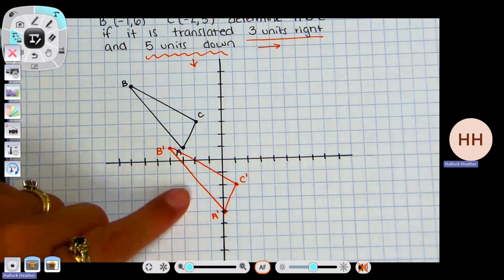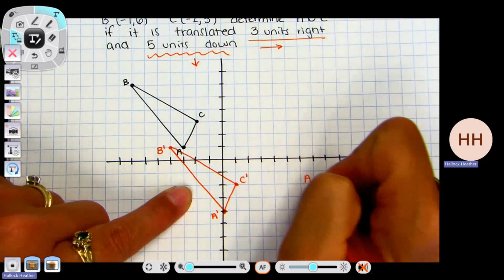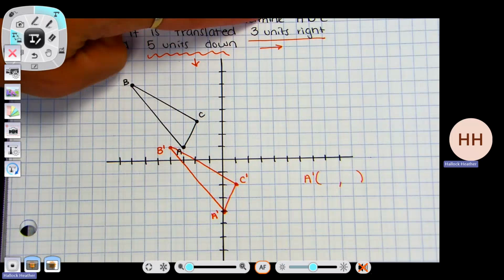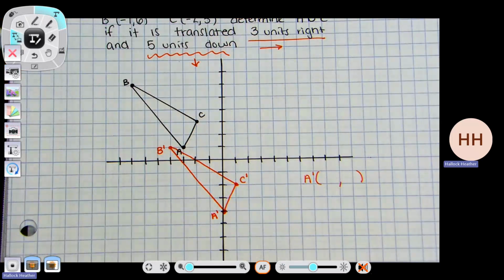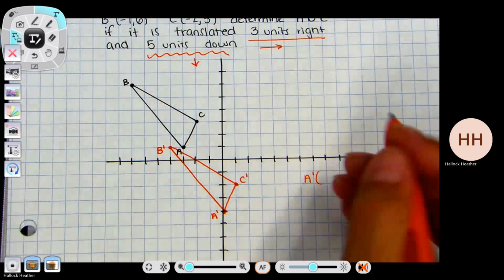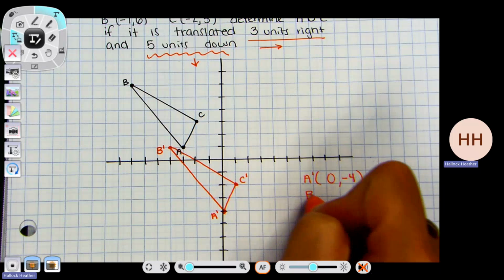On your EOC also, you will have to type in your answers. So if I have to type in my answer, I basically need the coordinate point. The original A was at -3, 1. Where is A prime's final answer? Zero, -4. B prime.